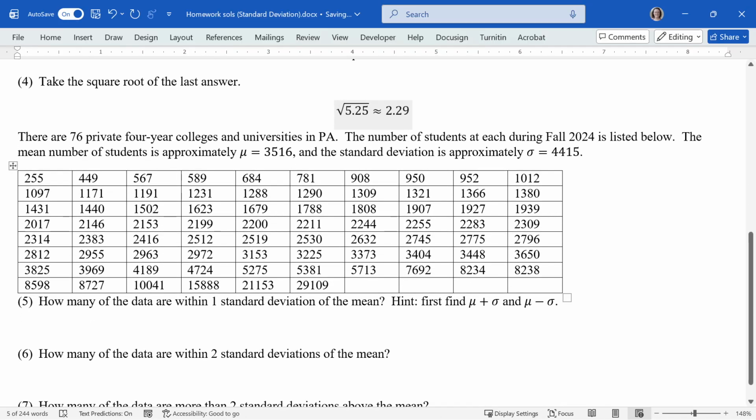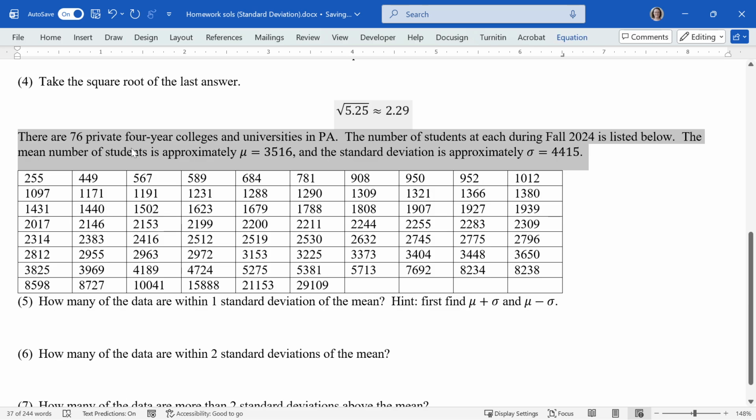All right, anyway, we're going to talk more about that concept in this next part: being within a certain number of standard deviations of the mean. So there are 76 private four-year colleges and universities in Pennsylvania. The number of students at each during fall 2024 is listed below. This data is from Wikipedia, by the way.